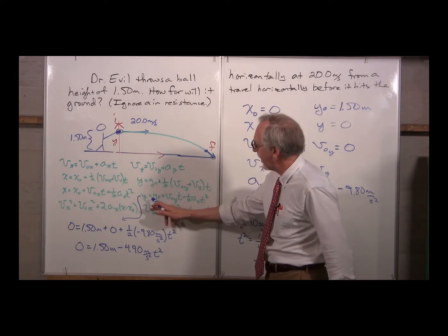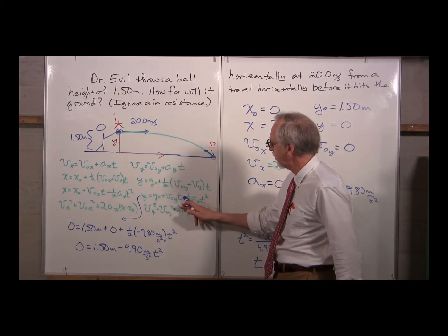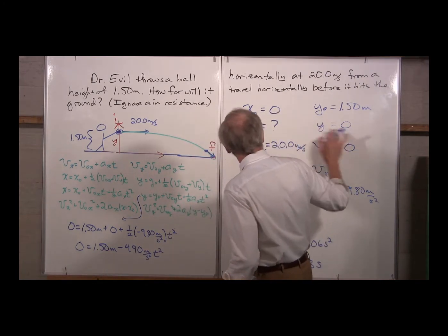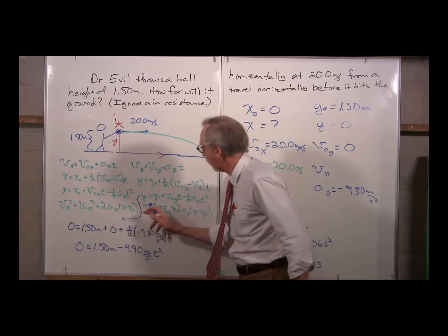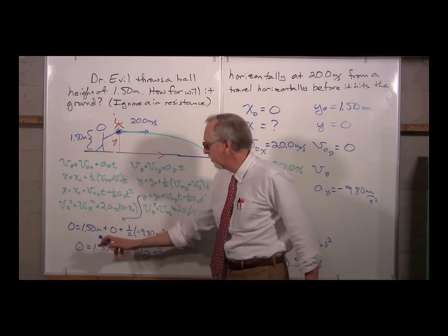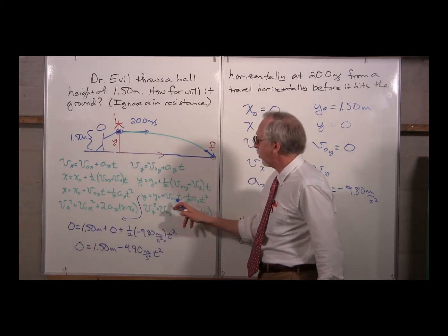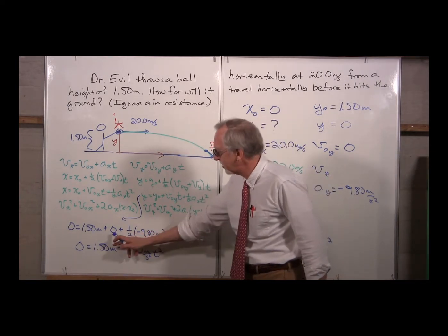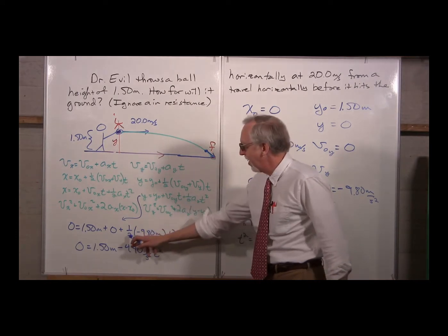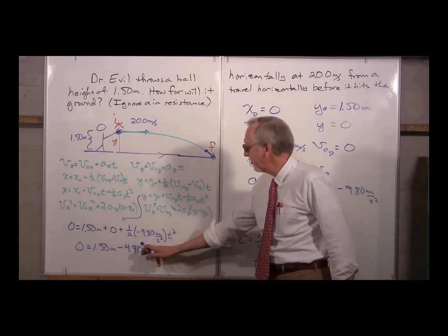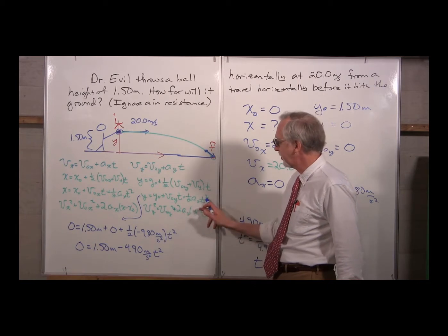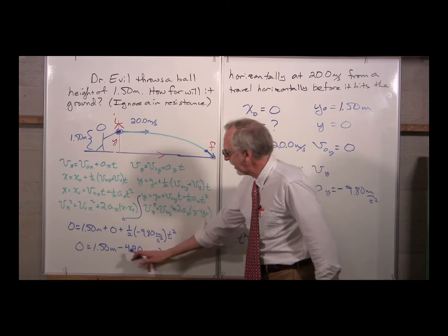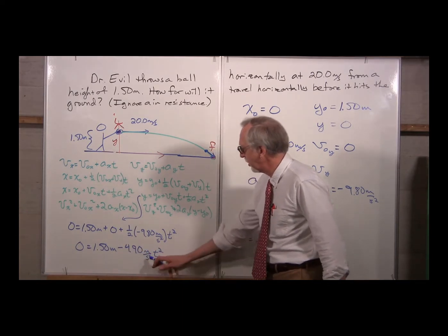So for the equation y equals y naught plus v naught y t plus 1/2 a y t squared, we know all the values over here. y is 0 equals y naught, 1.50 meters, plus v naught y, but v naught y is 0, so 0 times t is 0, plus 1/2 a sub y is negative 9.80 meters per second squared, times t squared.